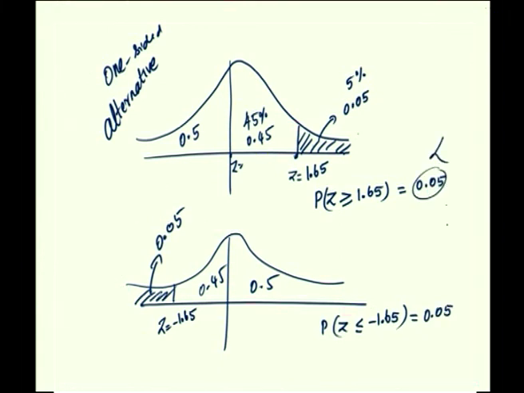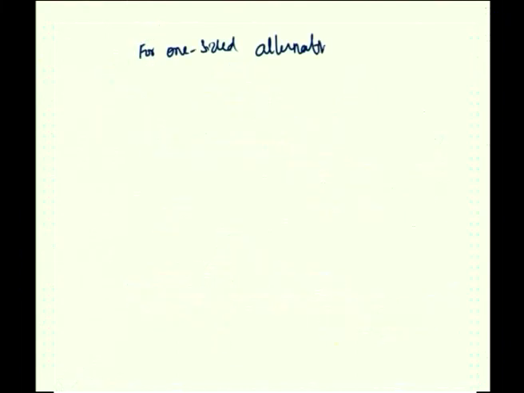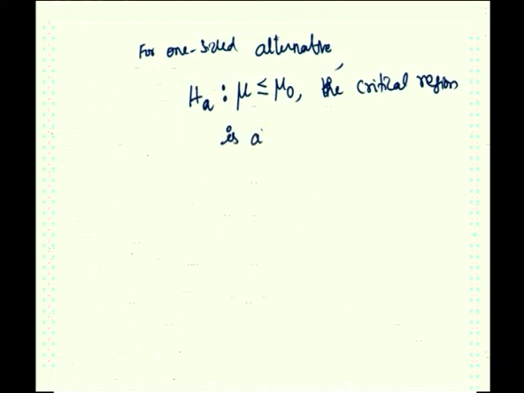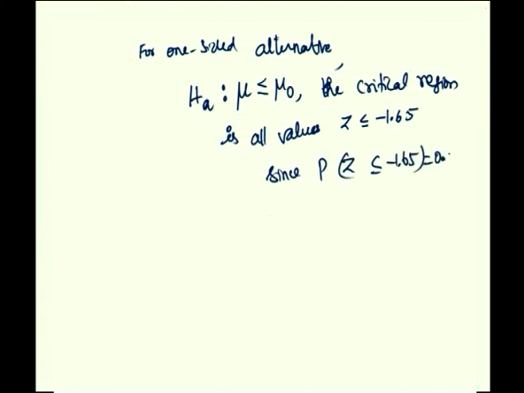Now, this is your alpha, right? Alpha is the level of significance. This is the particular z value, test statistic value. How do we write the critical region? For one-sided alternative HA, sometimes alternative hypothesis instead of H1, HA is also represented. Mu is less than mu naught, then the critical region is all values z less than or equal to minus 1.65. Since you are having probability of z less than or equal to minus 1.65 is equal to 0.05.